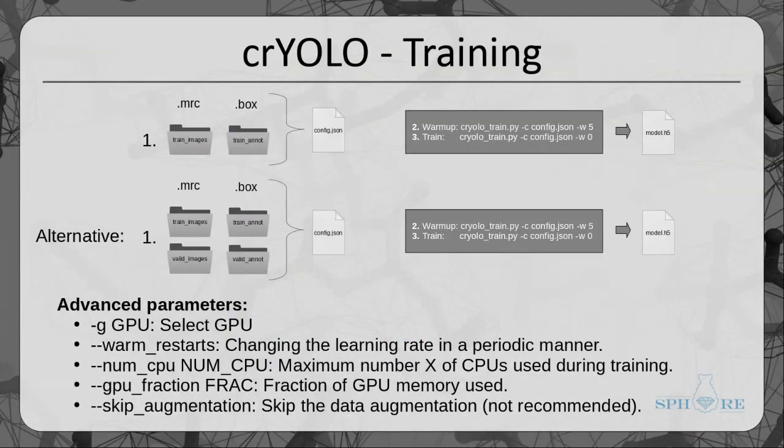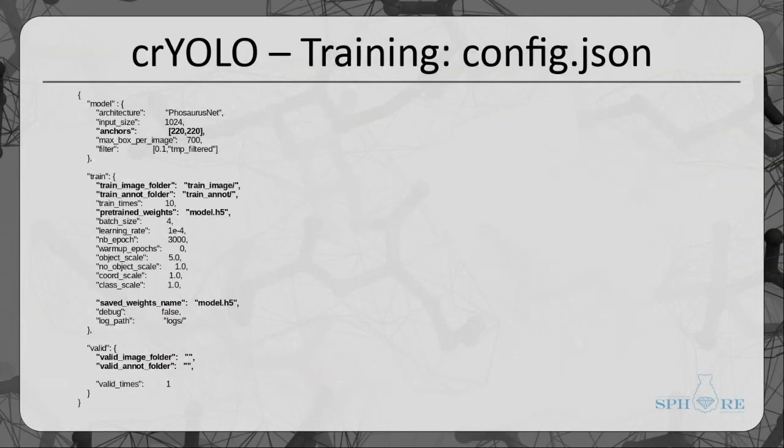After you did the training, you get a file, this model.h5 file. And this model.h5 file basically contains all the things that crYOLO learned. So it contains the weights of the networks that crYOLO internally uses. And I guess it might be important to show you the configuration file that is used during training.